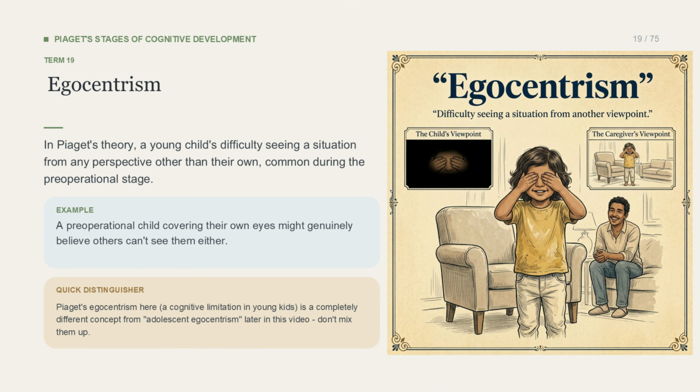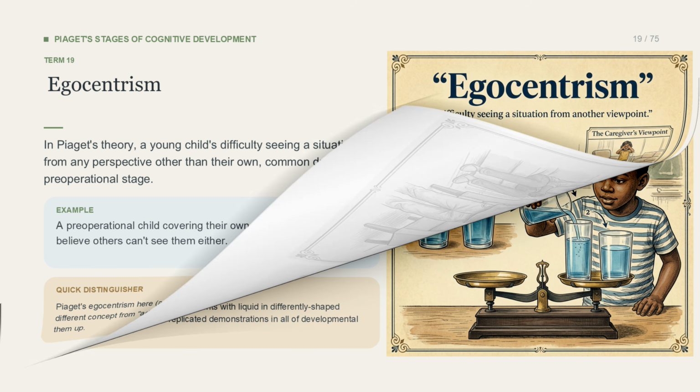19. Egocentrism. In Piaget's theory, egocentrism is a young child's difficulty seeing a situation from any perspective other than their own, usually common during the pre-operational stage. For example, a pre-operational child covering their own eyes might genuinely believe that others can't see them either.